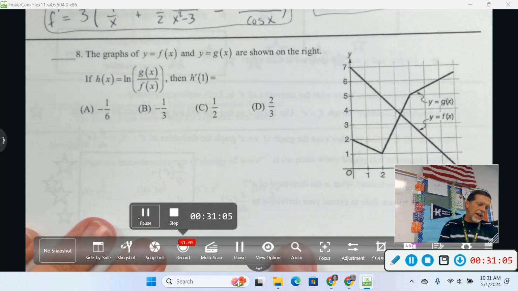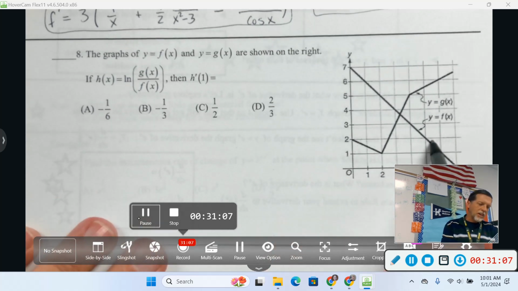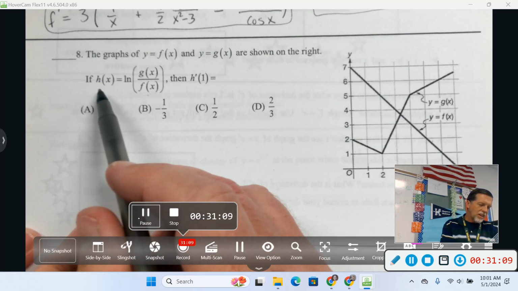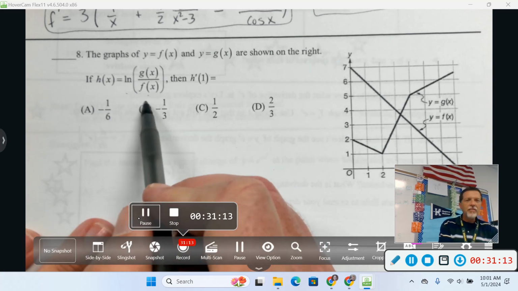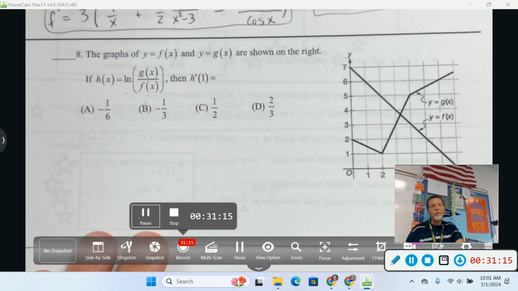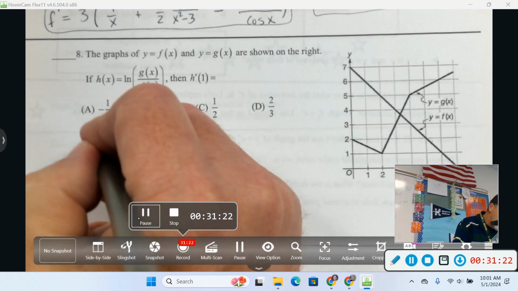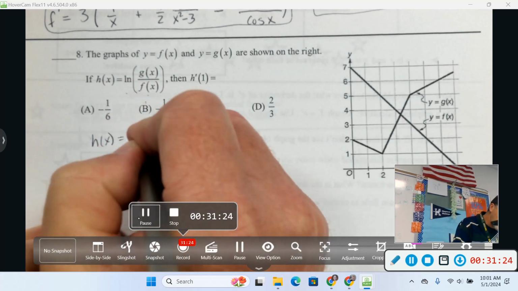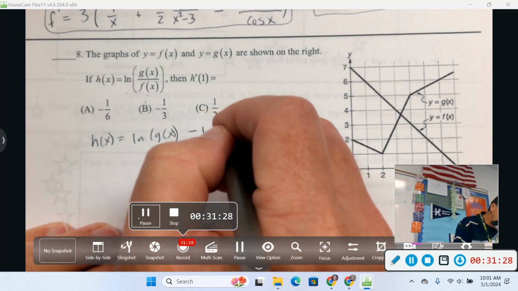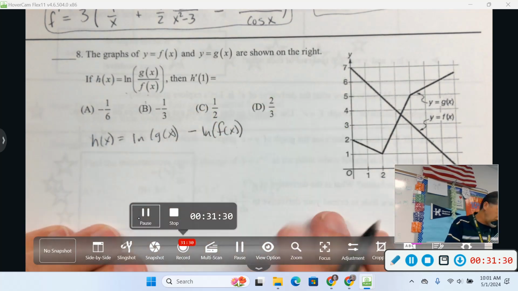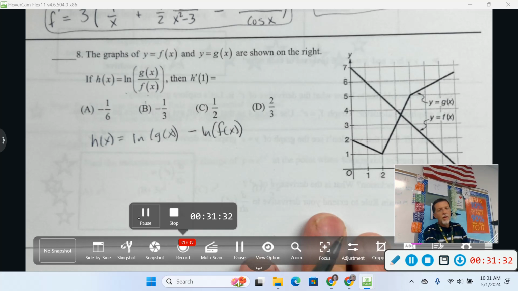Number 8 and last, combination of a graph and an equation. My goodness, this looks terrible. Natural log of g over f. So if we don't do algebra, we have to do 1 over g over f, and then we have to do the quotient rule of g over f. Ugh, let's not do that. Natural log of g minus natural log of f. Much better.